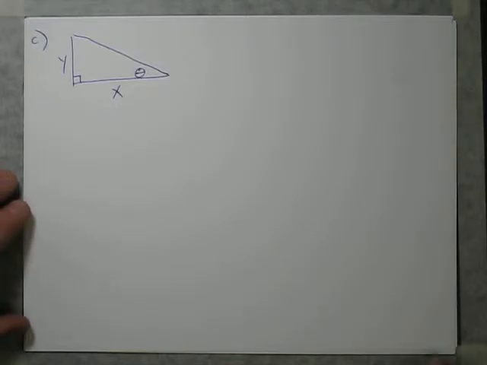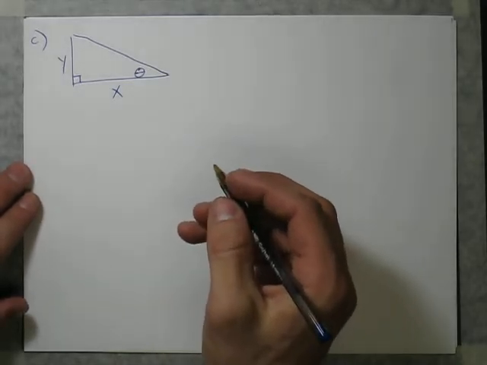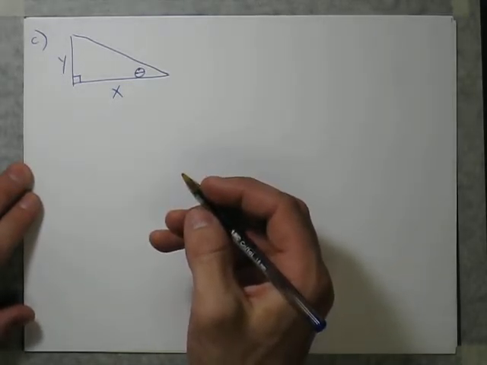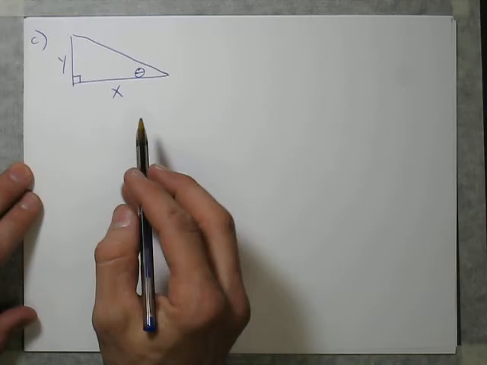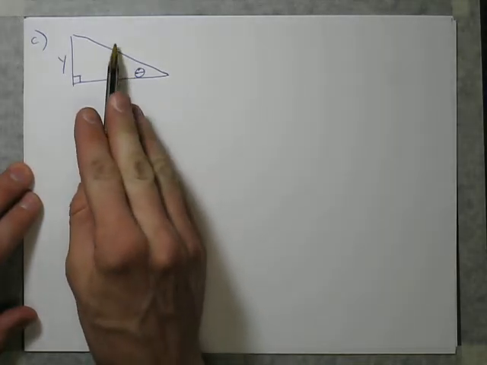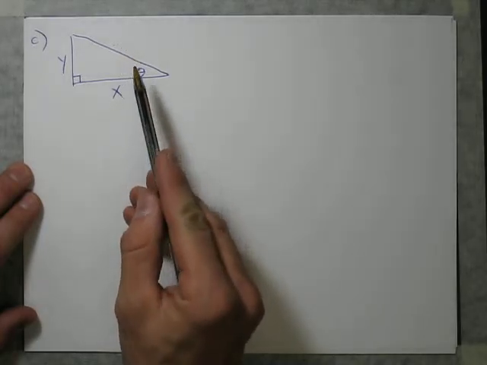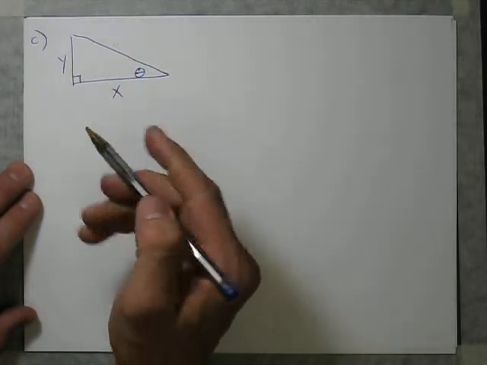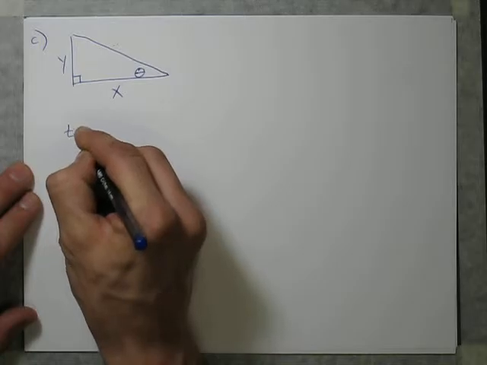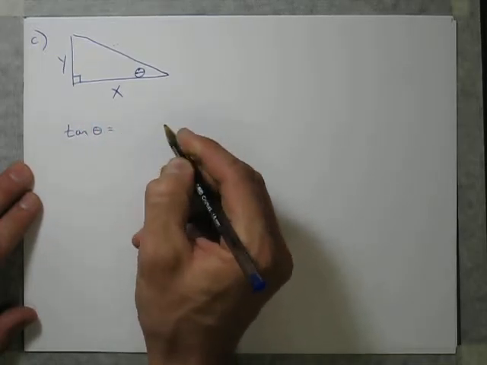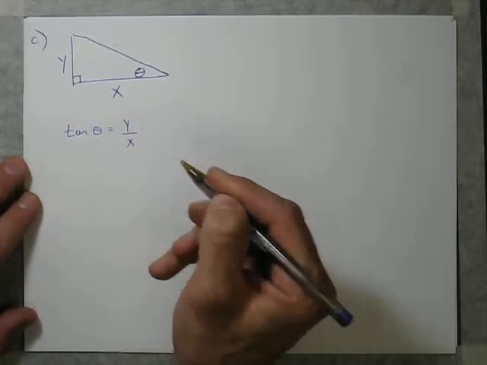SOHCAHTOA. Yes, SOHCAHTOA. All right, so SOHCAHTOA is what we're going to use. We're going to use the TOA part because we don't have the hypotenuse. Well, we do have the hypotenuse, it's 13, but we don't want that. We want to relate y and x. So we're going to say tangent of theta is equal to y over x.